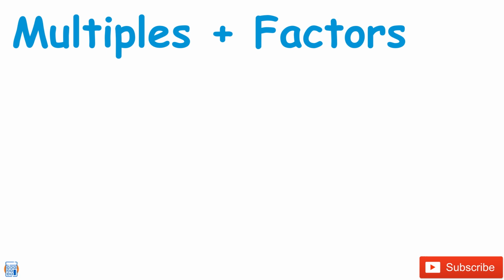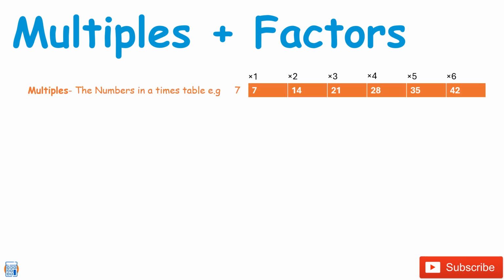Multiples and factors. So you might be asking, what actually is a multiple? To put it simple, it's literally just a number in a times table. So if you replace this 7 with any number of your choice, and you times it up through the numbers, you will get a times table. So 7 times 1 gives you 7, 7 times 2 gives you 14, 7 times 3 gives you 21, and so on. And then you might be asking, okay, that's a multiple. What is a factor? A factor is a number that divides exactly into another number.